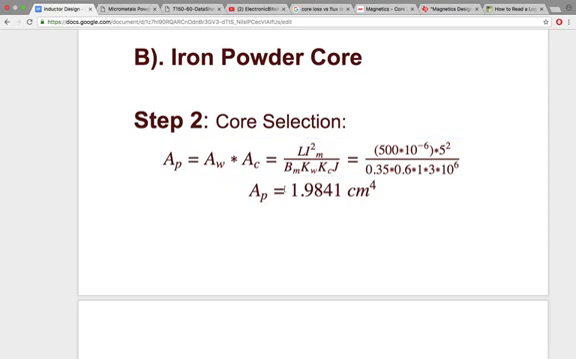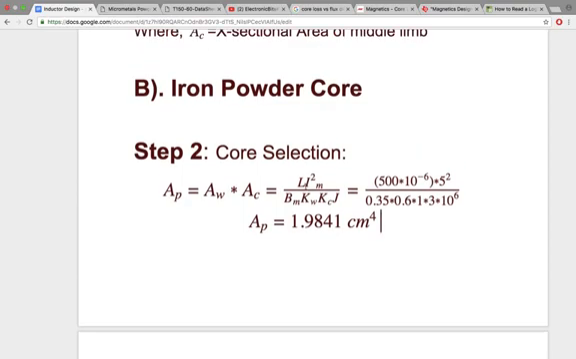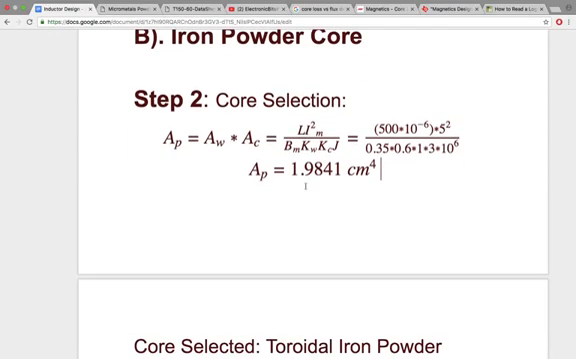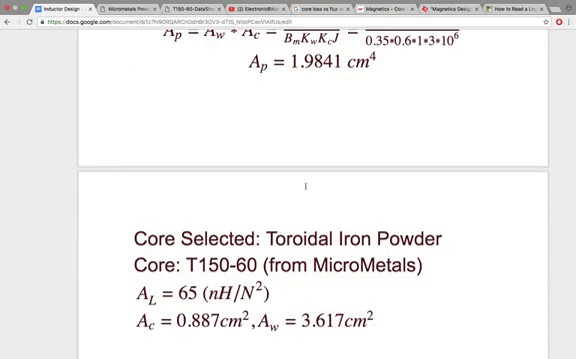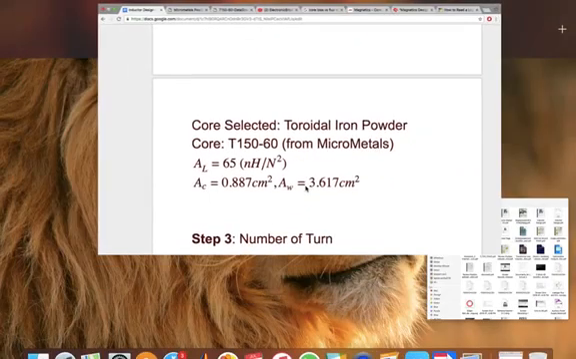You will see that the area product value has reduced. It was earlier 3.7 something, and now it has become just 1.98, so it has reduced by a lot. If you choose the proper core with a higher flux density, your core size also comes down, because your area product requirement is getting down. Then we have to select the core. So how do we select the core?